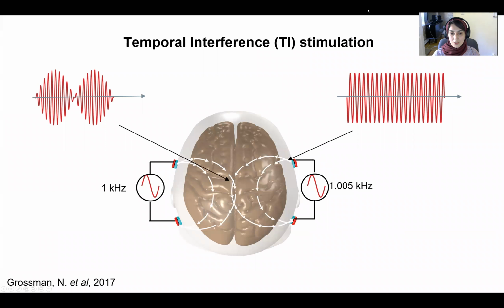Temporal interference stimulation is a method that has been recently introduced to brain stimulation in order to target deep brain regions. In this way, we have two sources of stimulation in the kilohertz range that are slightly different from one another in their frequency component. In that way, it can produce an amplitude modulated waveform where these two sources intersect with one another, while the cortical areas would be exposed to purely sinusoidal waveforms.